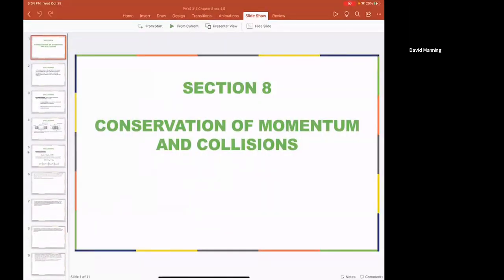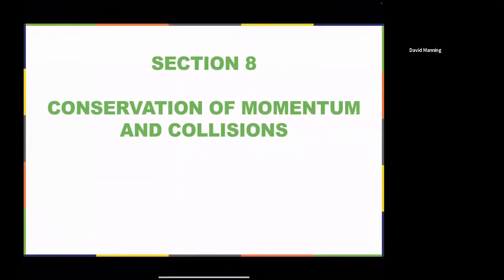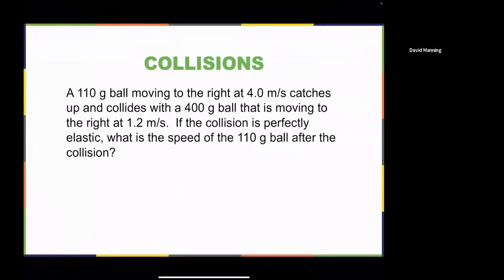All right, so we're still doing momentum, and this is just a review question from last time. Let's try it at your seats. We'll start off with this review, see how we do, see if we can remember how to solve it. There's a 110-gram ball moving to the right at 4 meters per second, catches up and collides with a 400-gram ball moving to the right. They're both moving to the right. If it's perfectly elastic, what is the velocity of the first ball after the collision?